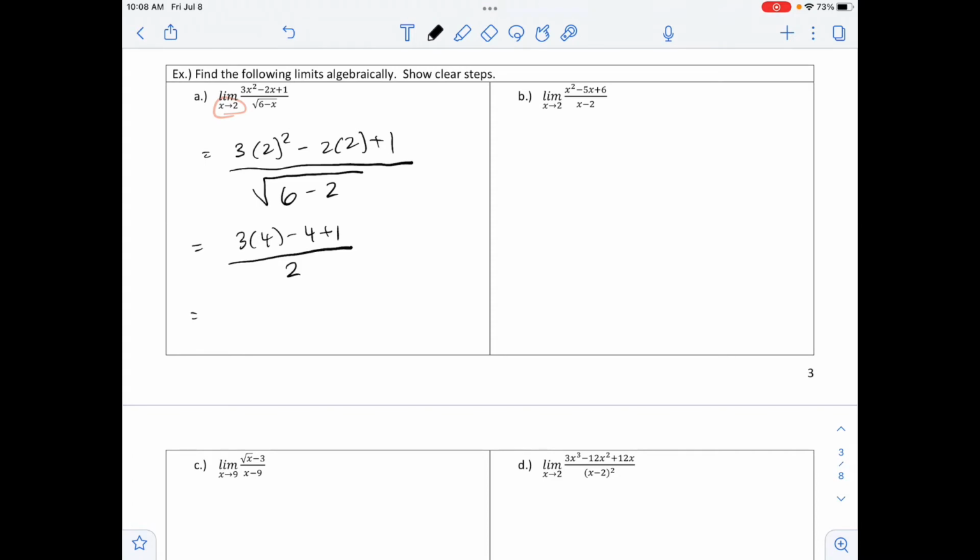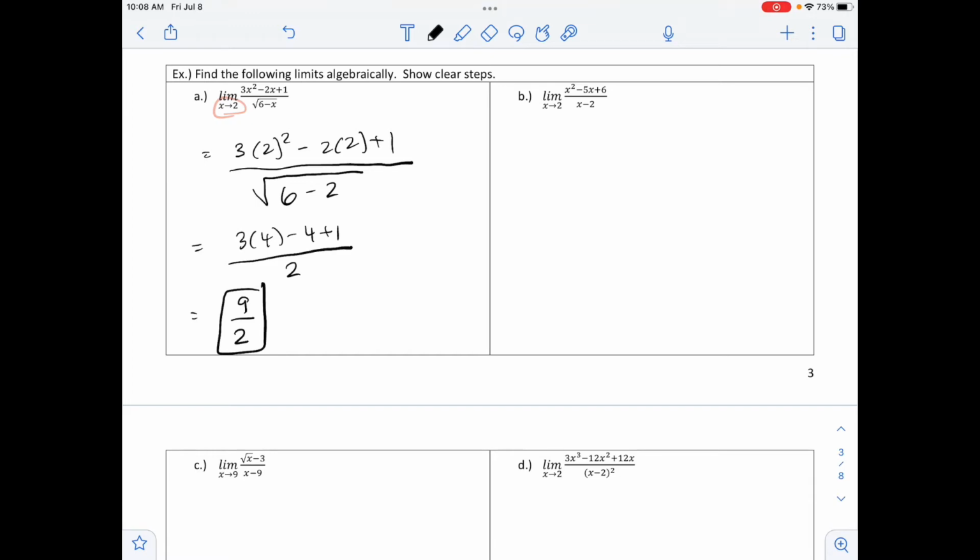And then from here I would have 12 minus 4 plus 1, which would be 9, over 2. And so this is a numerical value, so that would be our answer. So we know that this function that we have, as x approaches 2, my y value is going to be approaching 9 over 2. So let's look at B.